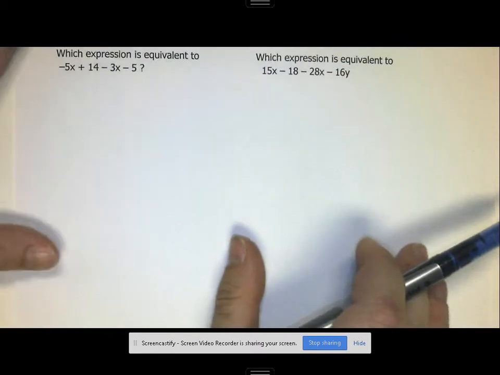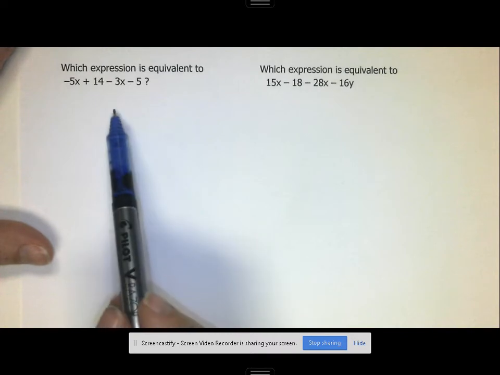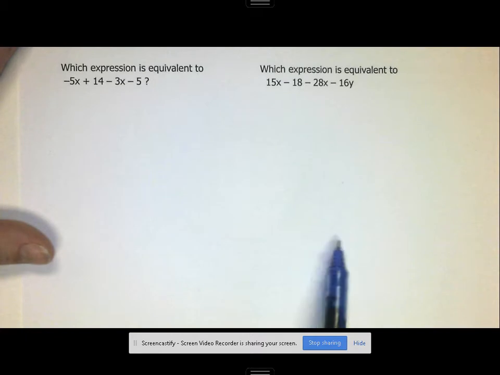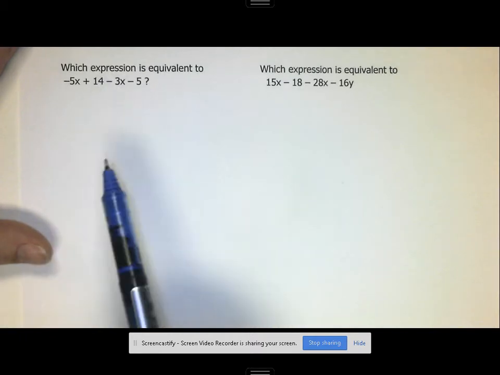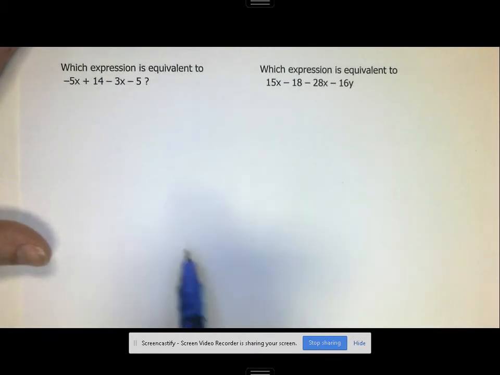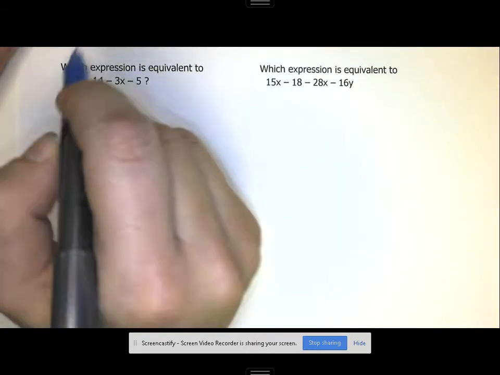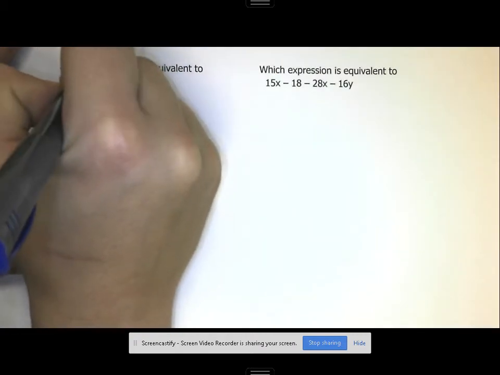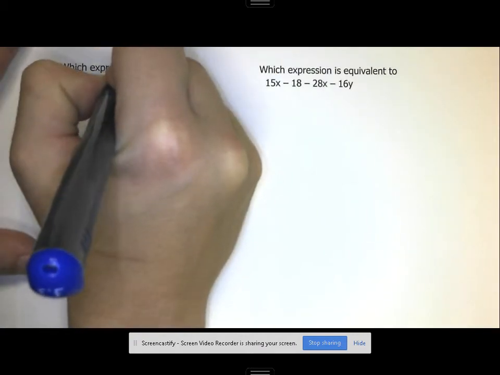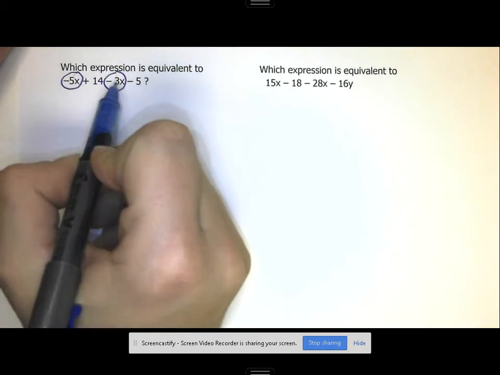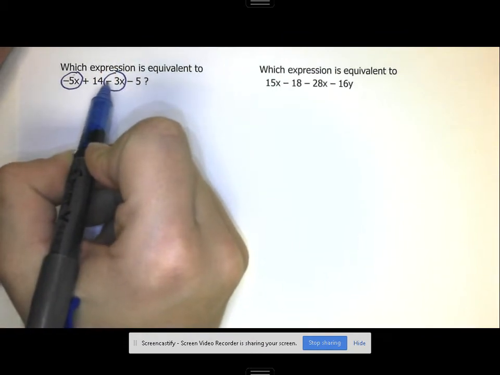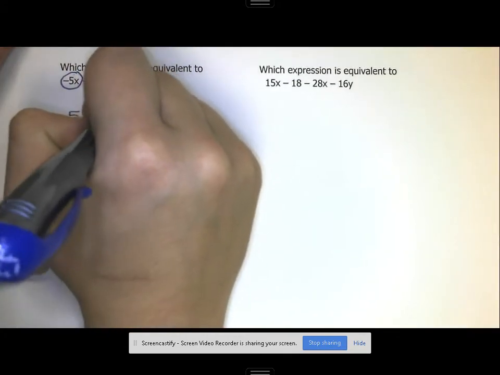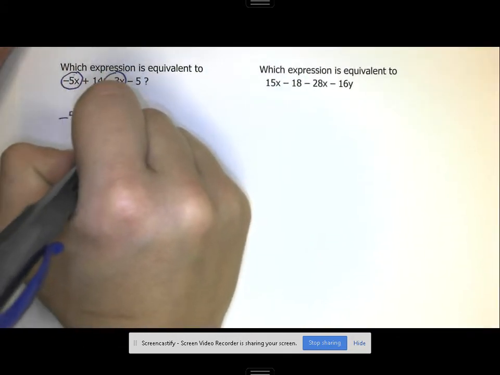All right, last two. Now I know on your homework, these are multiple choice, but I took the multiple choice options off. So I'm just going to solve these by combining like terms. Which expression is equivalent to negative 5x plus 14 minus 3x minus 5? So I can combine the two terms that have x. And keep in mind that you're going to bring the sign in front of the term with the term. So this is negative 5x minus 3x, which is negative 8x.